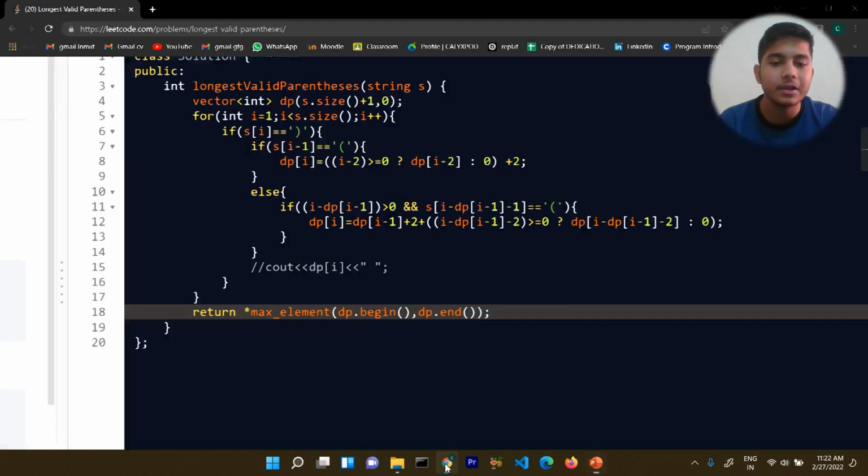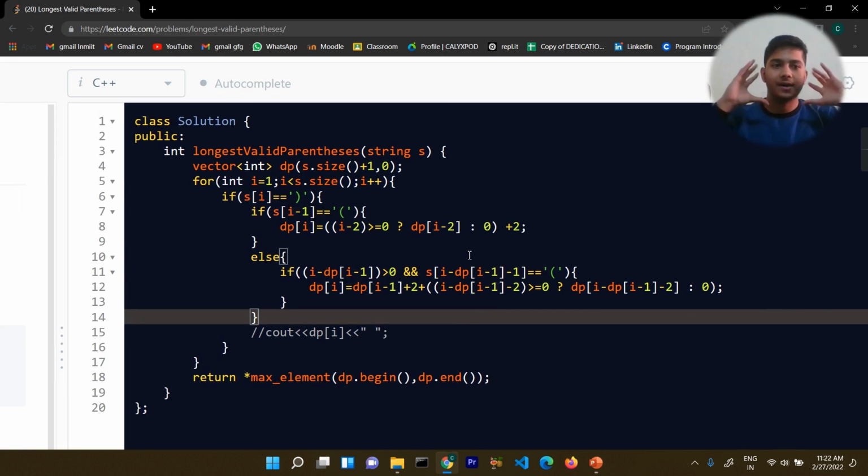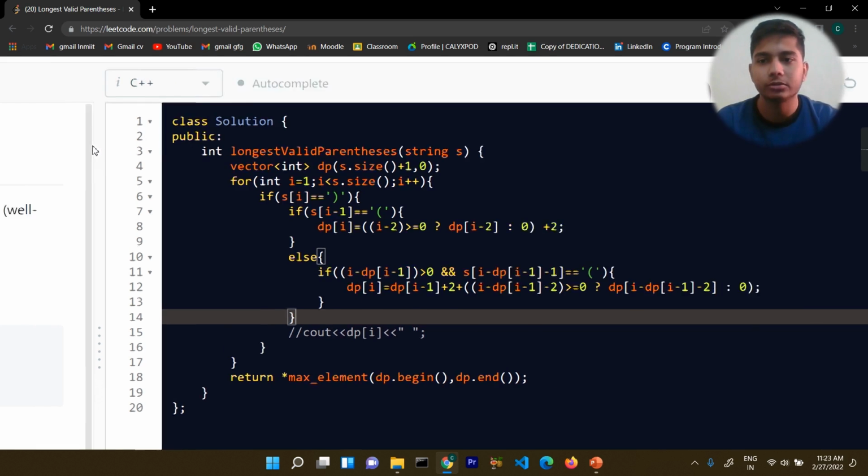We will not be discussing that in detail because I want you to get your brain started. Just brainstorm something about it, just think about it, and let me know if you're having any doubt. So at the end, we will be having a DP table. You have to take the maximum out of it, and that will be the longest valid parenthesis substring that we have in the particular string. So this is how we have solved the question.